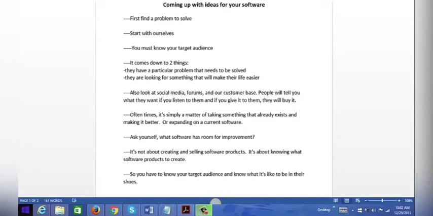So you've got to ask yourself what software out there has room for improvement. And remember this: it's not about just creating and selling software products. There's a lot of money to be made in selling software products, don't get me wrong, but it's also about knowing what software products to create. That's why it's important to know your target audience and know what it's like to be in their shoes.